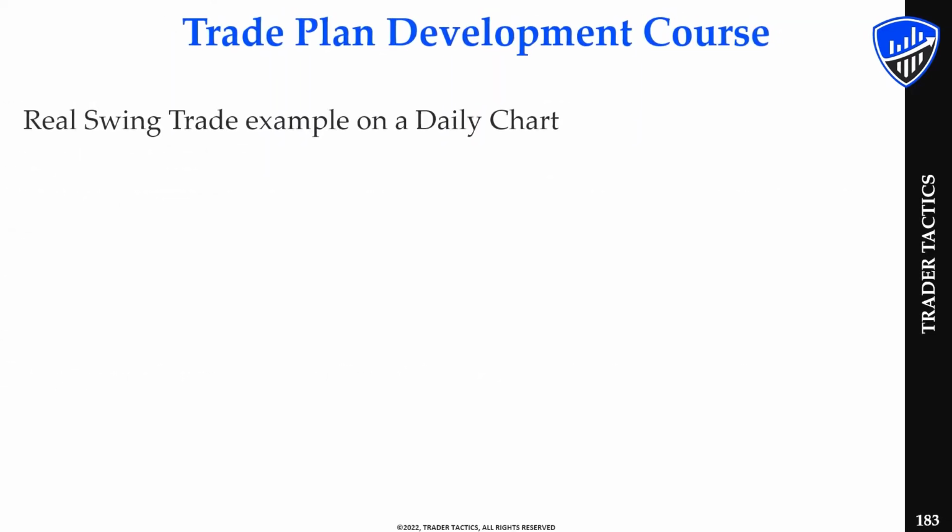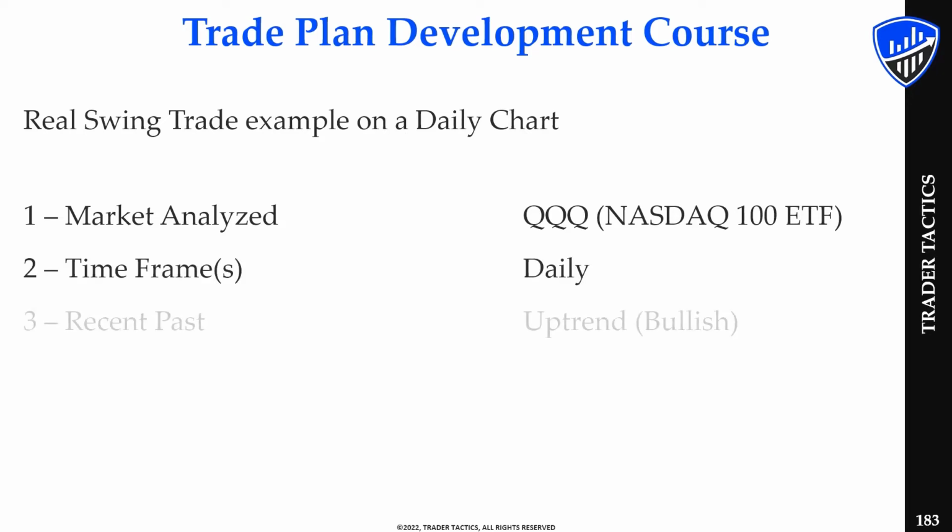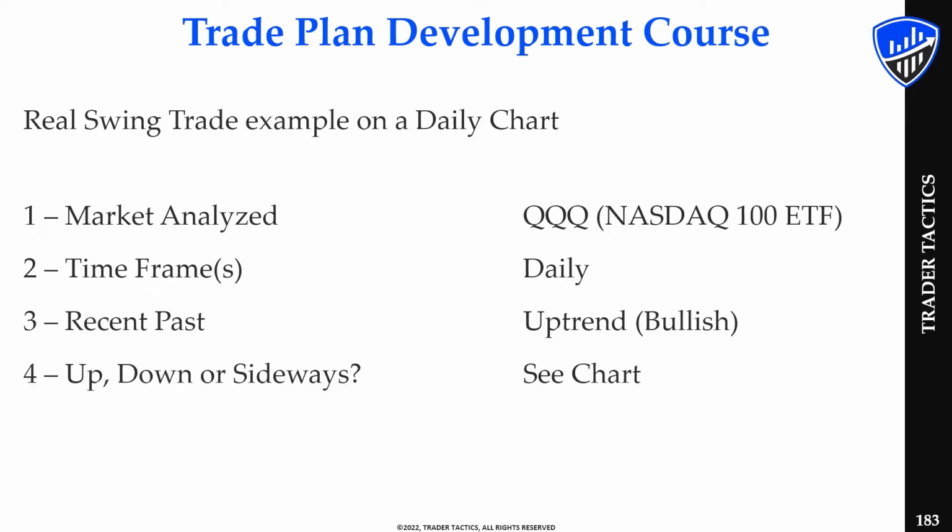This is a swing trade example on a daily chart. The market I'm going to analyze is the QQQ. That's the NASDAQ 100 ETF. Number 2, the time frame that I'm going to use is the daily chart. Recent past, is it an uptrend? So bullish. Question number 4, up, down, or sideways? I'll show you that on a chart. And same with number 5, the trade setup, because there are 3 separate trade setups that can be used depending on if it goes up, down, or sideways.